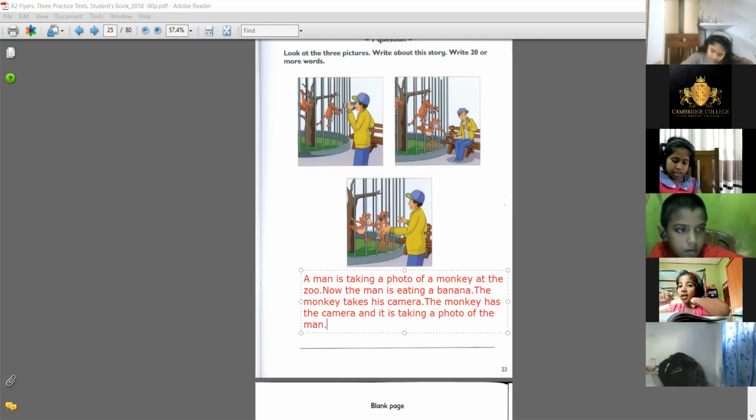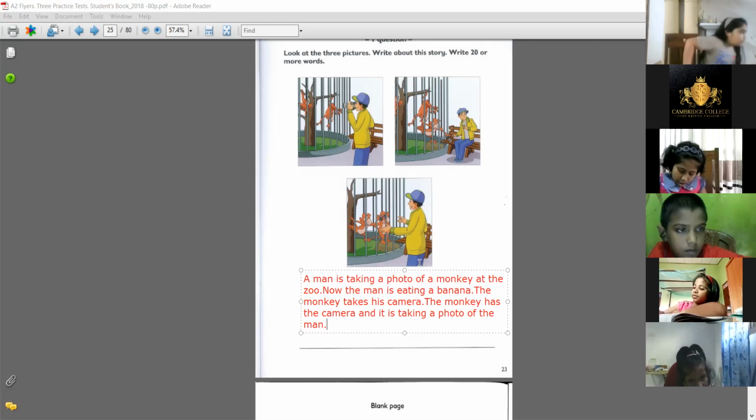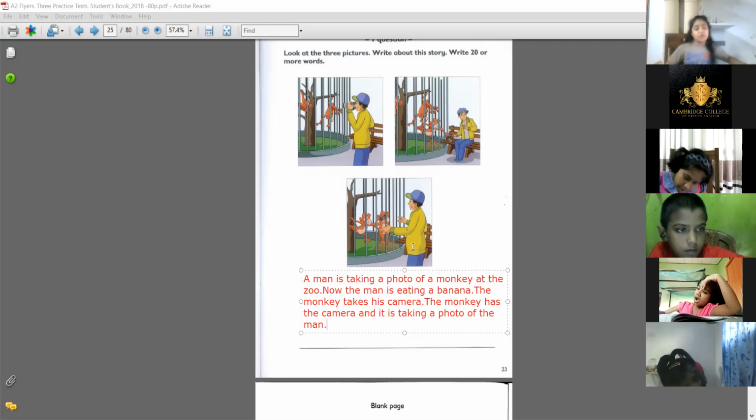ඊට පස්සේ මොකද කරන්නේ පුතේ? හැමීර bench එකේ වාඩි වෙලා කරන්නේ. The man is eating a banana. Banana එක කන වෙලාවේ මොකද කරන්නේ? The monkey takes his camera. ඔන්න එයාගේ camera එක හැමීර ගන්නවා. අරගන්නකොට මොකද වෙන්නේ? The monkey has the camera and it is taking a photo of the man. Camera එක අරගෙන මේ මිනිස්යාගේ photo එකක් ගන්නවා.